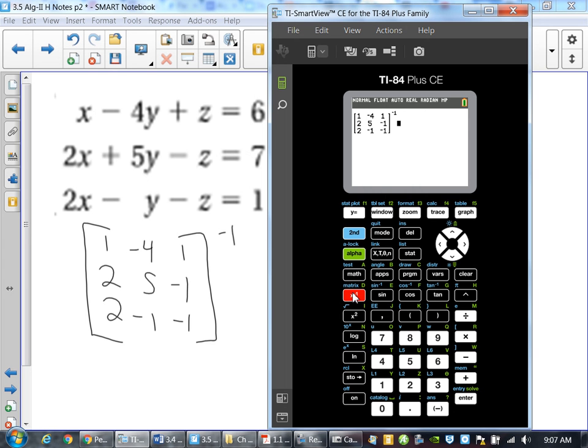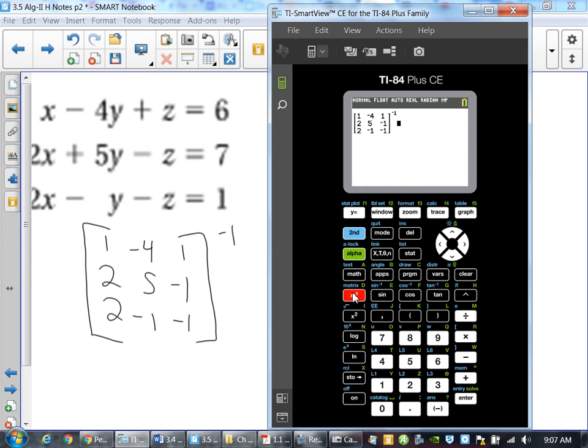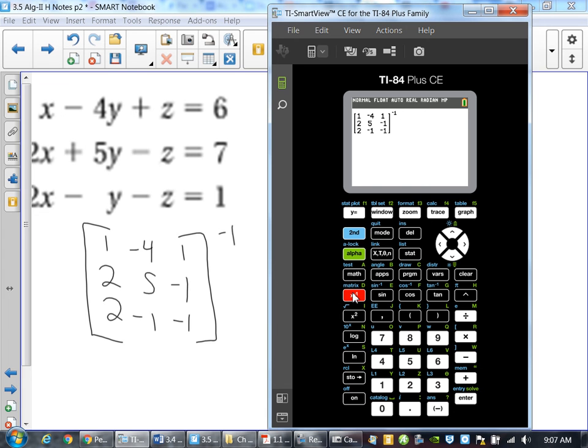I have to multiply it now by what we call the solution matrix. These guys. How many rows does that have? One. Three. Three rows and one column. So what we do is we multiply it by another matrix. We have to change it. It's 3 rows, 1 column.